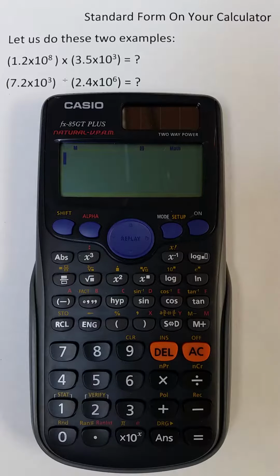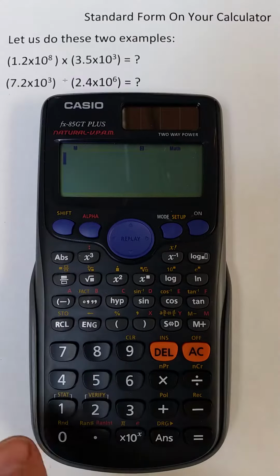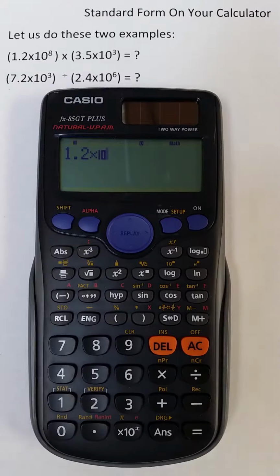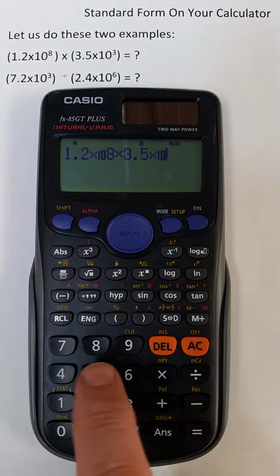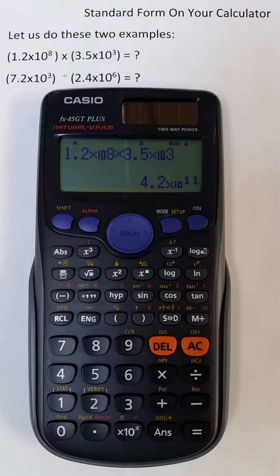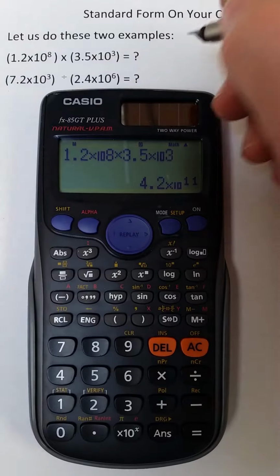One of the things people often get wrong is how they actually input this into their calculators. So, we put in 1.2. Now we then press the 10 to the x button here, not any of the buttons up here, and our index is 8. We multiply that by 3.5, 10 to the x button again, 3, and that gives us an answer of 4.2 times 10 to the power 11. And we can write that down here.